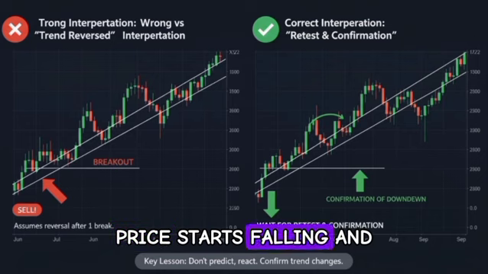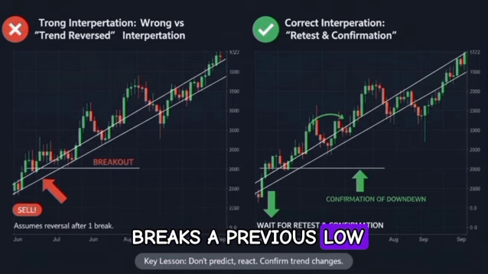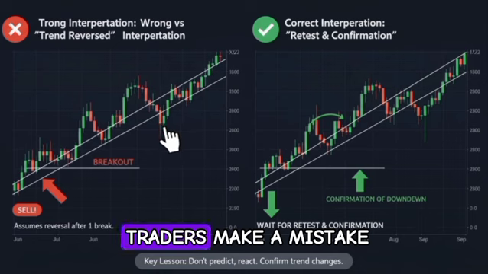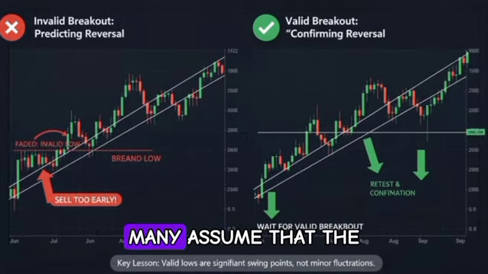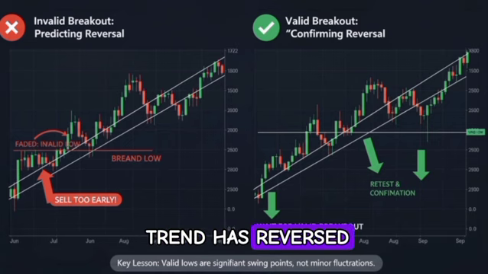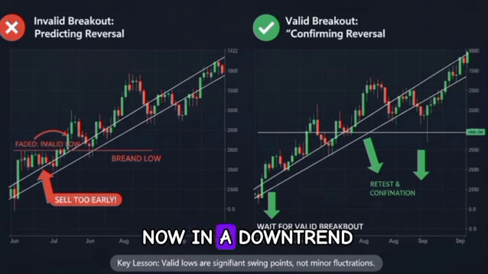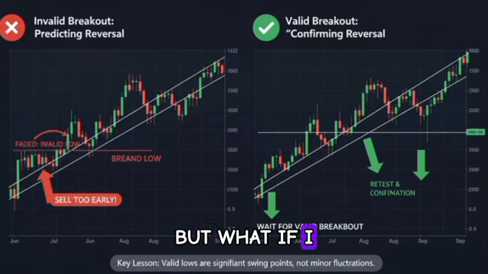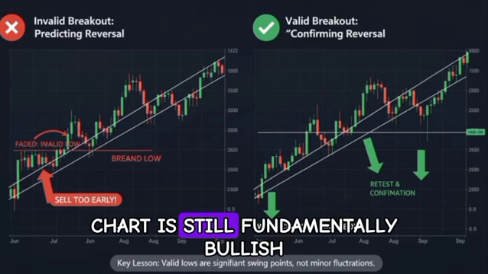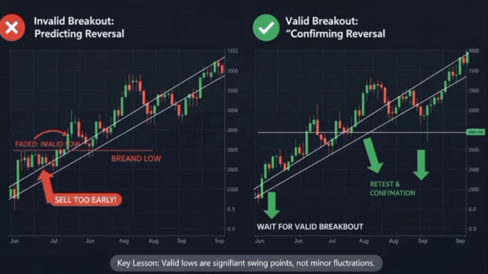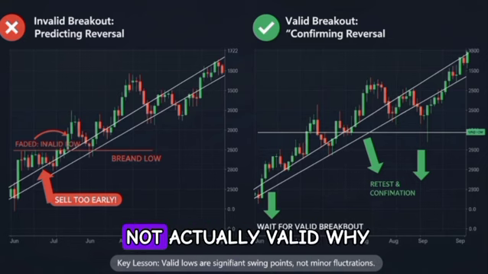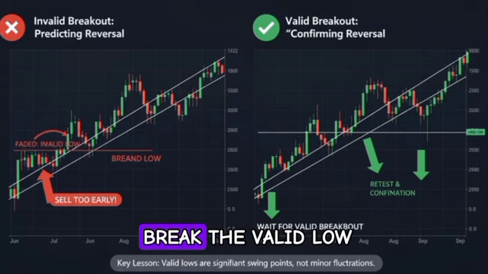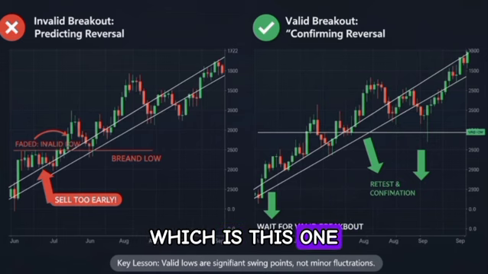Price starts falling and breaks a previous low. This is where most traders make a mistake. When price breaks this low, many assume that the trend has reversed and the market is now in a downtrend. But what if I tell you that this chart is still fundamentally bullish? Yes, price broke a low, but that low was not actually valid. Why? Because it did not break the valid low, which is this one.